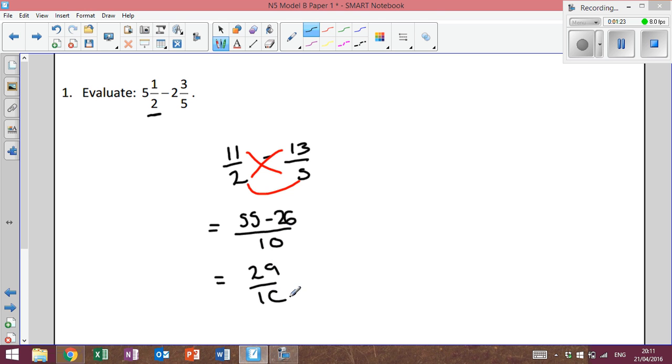Now you could turn it back into a mixed number at the end, but you're not going to get any marks for that, so let's not worry about that. You're going to get 1 mark for getting the common denominator, and then 1 mark for following through and getting that second one. Okay, question one done.